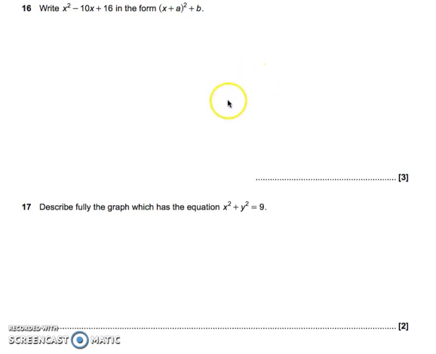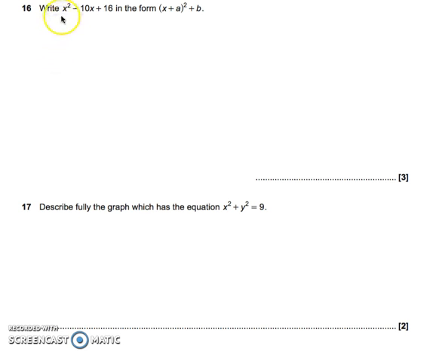Question number 16 asks us to write x squared minus 10x plus 16 in the form (x plus a) squared plus b. Now, this is something you're going to have to start to recognise. This is a completed square. This is in the form of a completed square. So it's right in this expression in this form. And we can do that with all of these. The way to do it is pretty simple. I'll show you why it works as well.